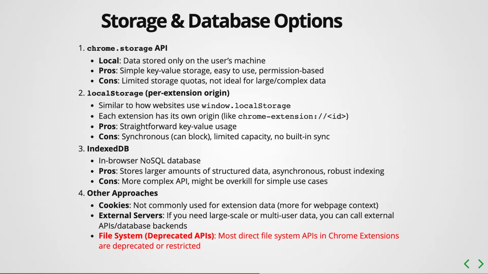And the reason I'm covering them all here is that when I didn't, students would be so confused because they all look very similar, all these three things, but they're different, and they're slightly different in different ways. So the first one is the Chrome.storage API. The local is that the data is stored on the user's machine. Pro, it's a simple key value storage. It's easy to use. It's permission-based. Cons, it's limited storage quotas, not ideal for large complex data.